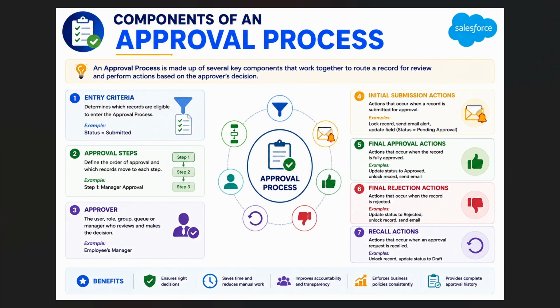Okay. Then we have final rejection action. These actions happen when the manager rejects the request. For example, if the status is rejected, then also change the name of the record or maybe something else.